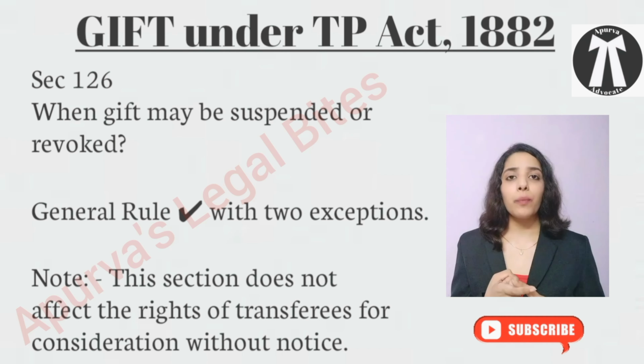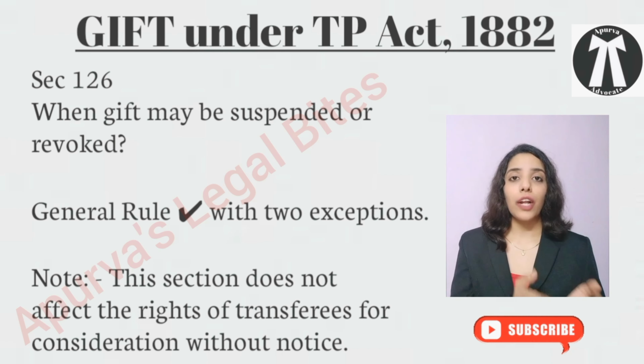First, if there is an agreement between the parties to that effect. Means when both the parties, that is a donor and donee, agree on a condition that on happening of a specified event, the gift can be suspended or revoked. And second, if it is a case where the contract is voidable at the option of the donor. Means if the gift is made by employing fraud, coercion, undue influence, then the gift can be suspended or revoked.